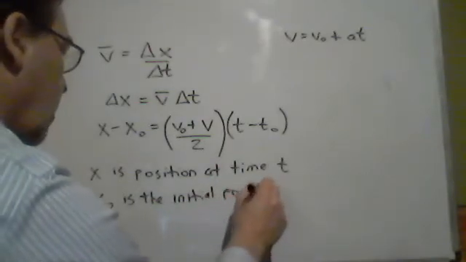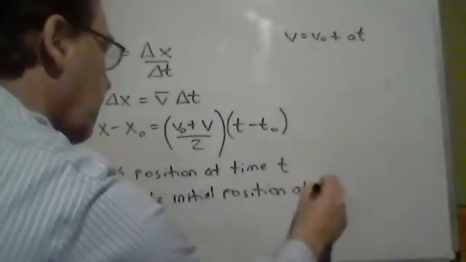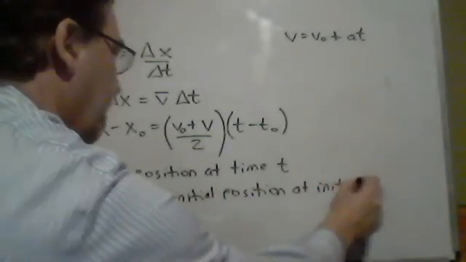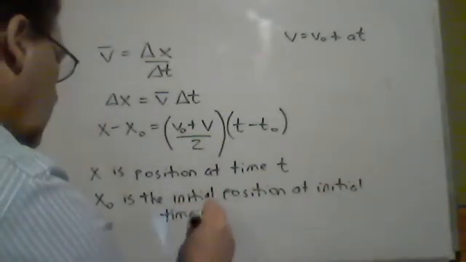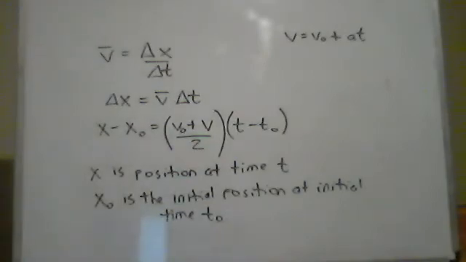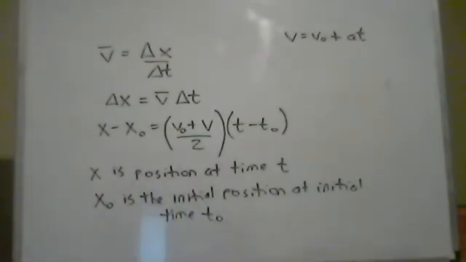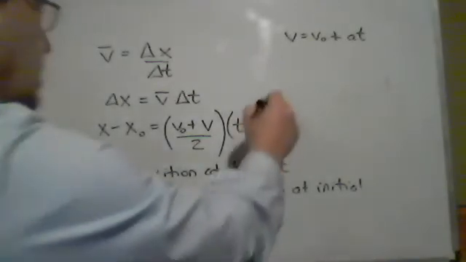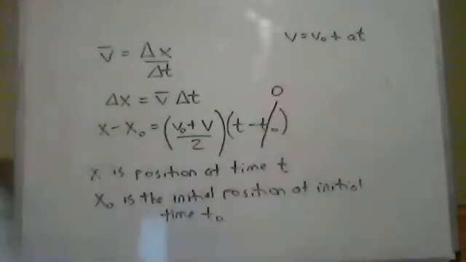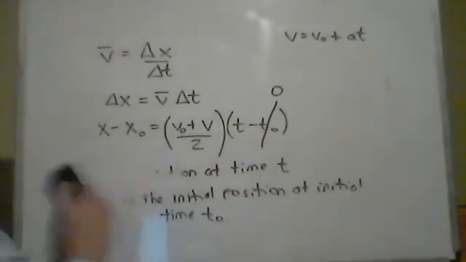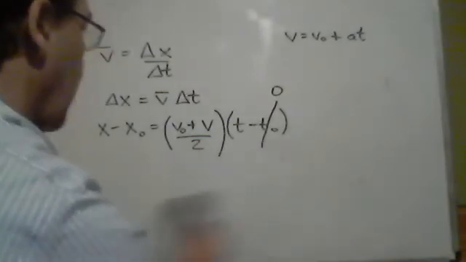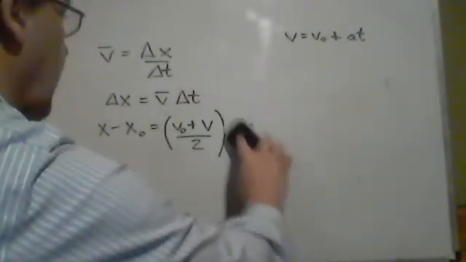All right, so that's our definition. X is the position at a later time T. X naught is the initial position at an initial time T naught. Again, as I said, I'm making the assumption I can start my stopwatch whenever I want, so I'll call T naught 0. And so this equation simply becomes, I don't have to put this difference here. I can just literally write T.